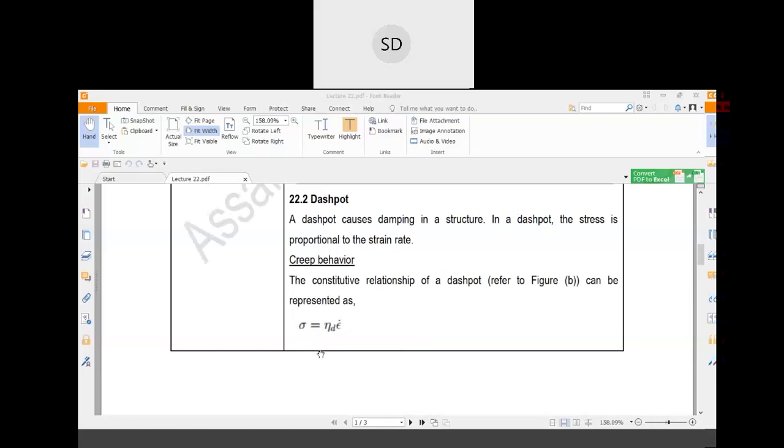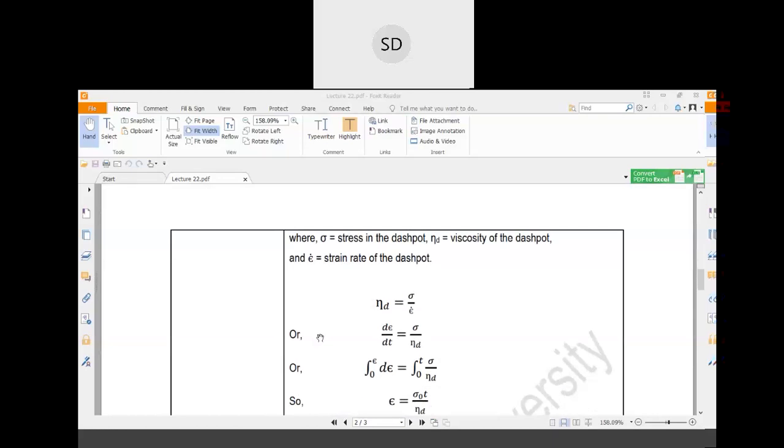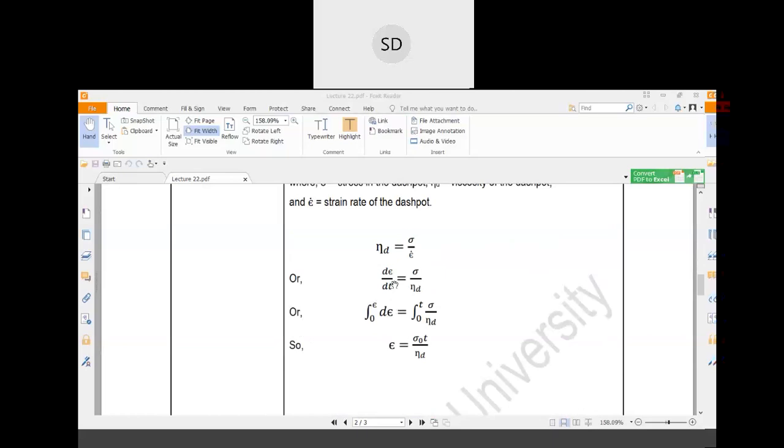So in that case your viscosity would be defined as the stress divided by the rate of strain for that dashpot material. Now as you can define, viscosity equals stress divided by rate of strain. If you derive this, dε by dt is basically the rate of strain. That is nothing but the derivative form.